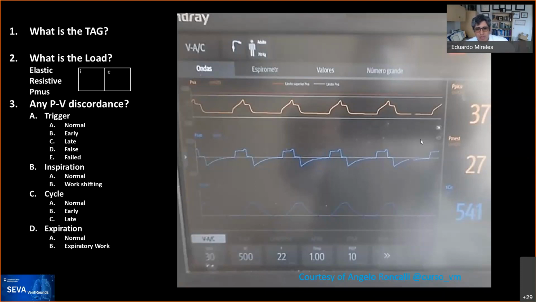In terms of the trigger, it was felt that it was normal by the majority, that the inspiration was normal, but there was perhaps some work shifting. There was a kind of a split there. In terms of the cycle, normal for the majority of people, and the expiration was felt to be normal by everybody. Okay, so I'll ask, is there any of our fellows that is interested in reading this one?